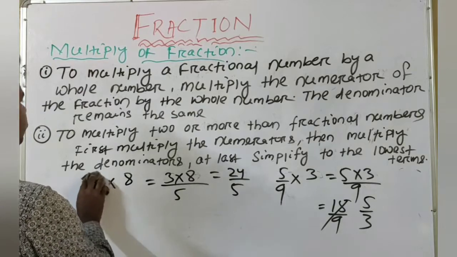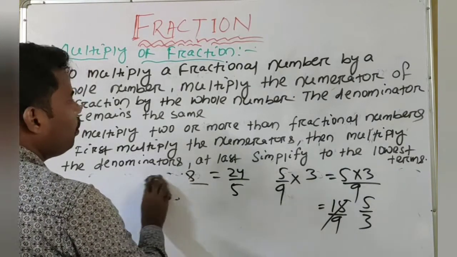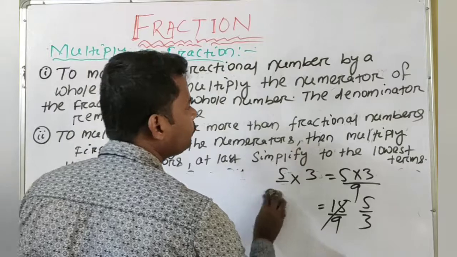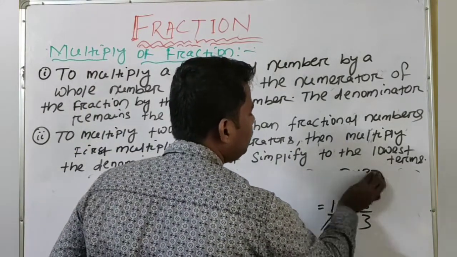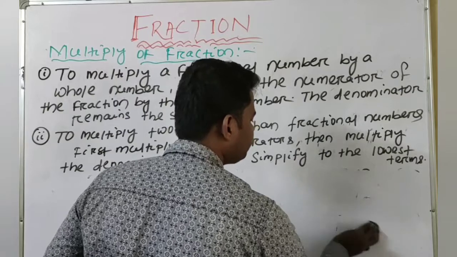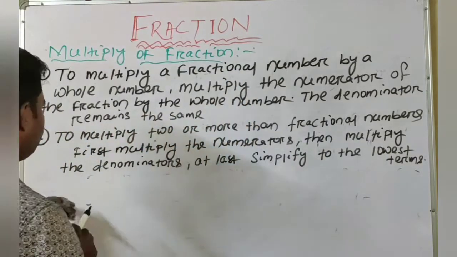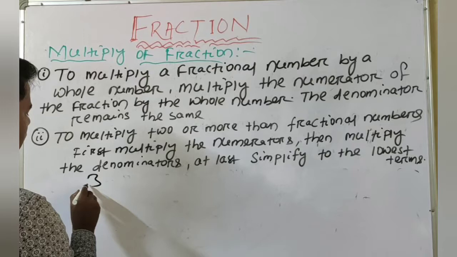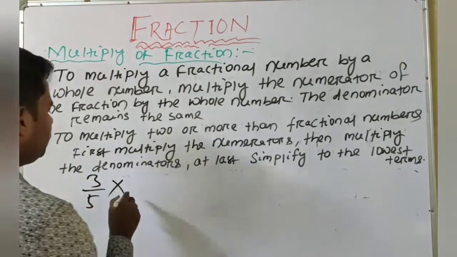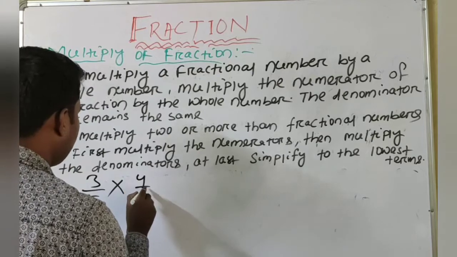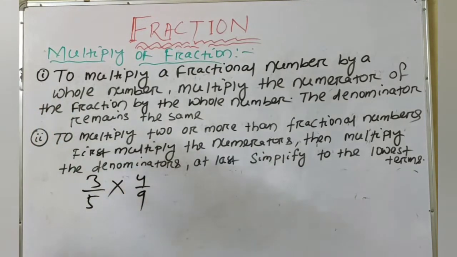Then we will know how to multiply two or more fractional numbers. How? We will multiply two or more fractional numbers. For that we will take some examples. Suppose 3 by 5 is a fractional number and we will multiply it by 4 by 9. So how will we multiply?